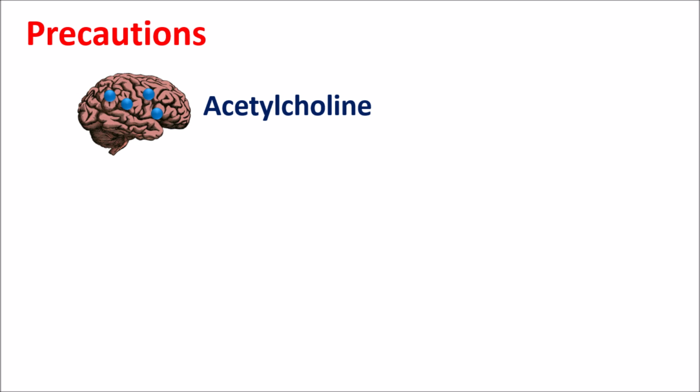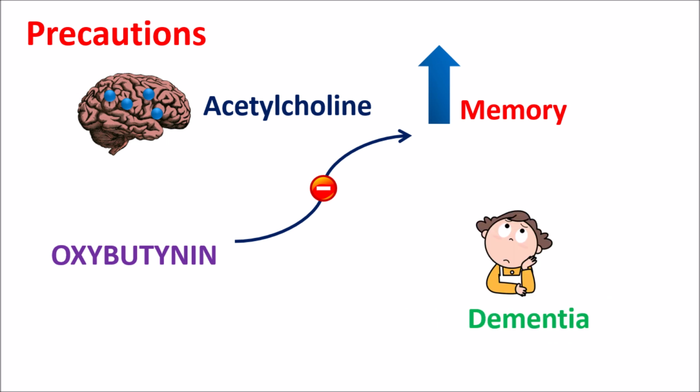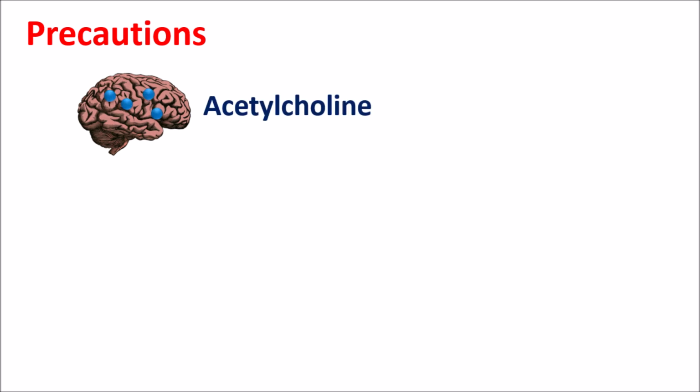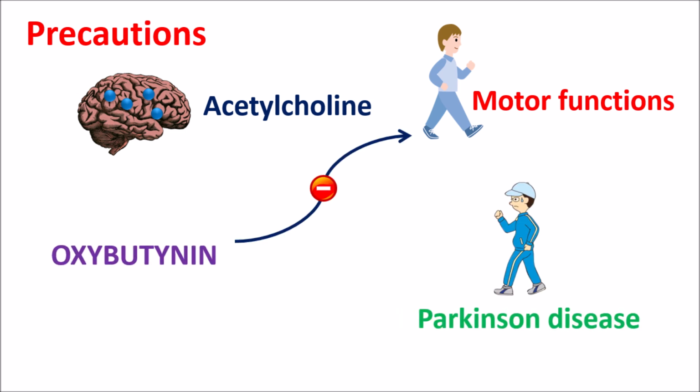Acetylcholine plays an important role in the maintenance of memory, and anticholinergics like oxybutynin can reduce memory, resulting in dementia. So in people who have pre-existing dementia, oxybutynin should be carefully used. One of the roles of acetylcholine in the CNS is to control motor functions. When its levels are reduced, motor activities decline. So anticholinergics like oxybutynin can reduce motor activity, leading to Parkinson's disease-like symptoms. This may increase trouble with motor movements due to muscle rigidity. For people with pre-existing Parkinson's disease, oxybutynin should be carefully used.